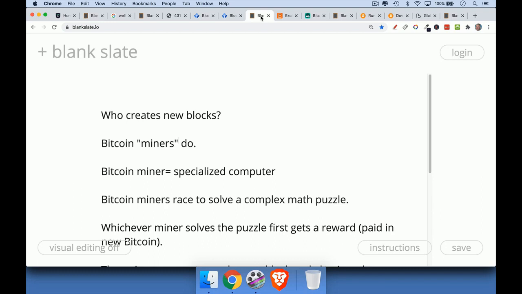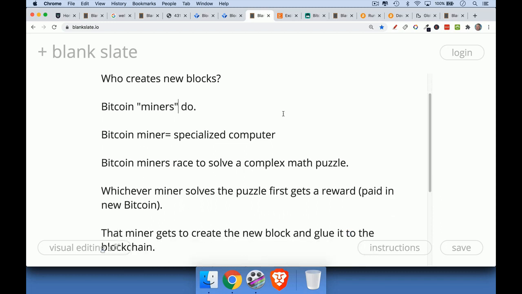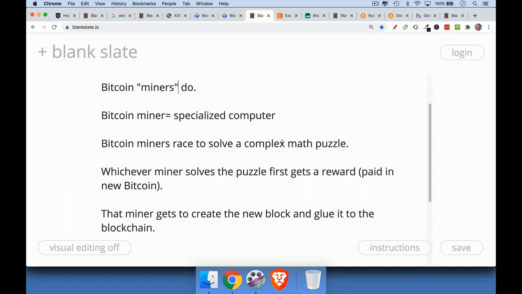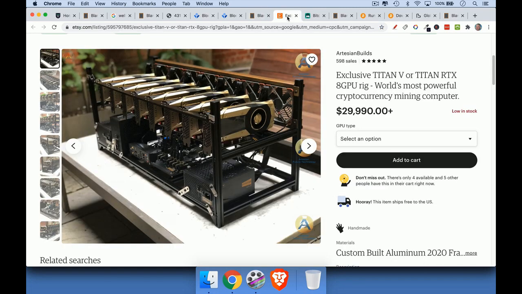Right now, that reward is 6.25 Bitcoin, so approximately $62,000 for one block. Again, these Bitcoin miners, they're not digging in the ground or anything. They're very specialized computers, and you used to be able to do this on your computer, but there's been kind of an arms race in computer power, so you need very specialized machines now. As we said, whoever solves the puzzle first, whichever miner, so there are all these miners all around the world competing, whoever solves that puzzle first, crunches the numbers, gets to create the new block and glue it on to the blockchain.